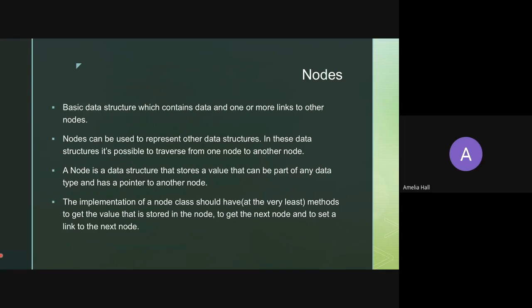A node is a data structure that stores a value that can be of any data type and has a pointer to another node. So the implementation of a node class should have at the very least the methods to get the value that is stored in the node, to get the next node, and to set a link or pointer to the next node.